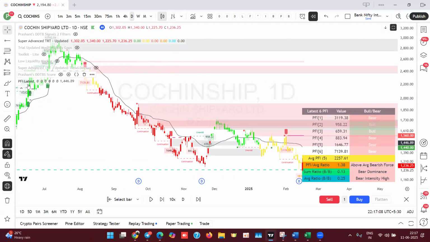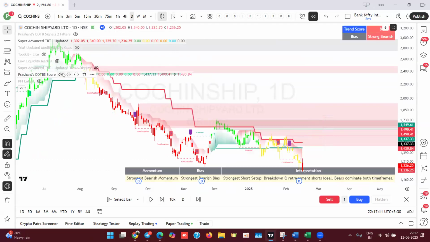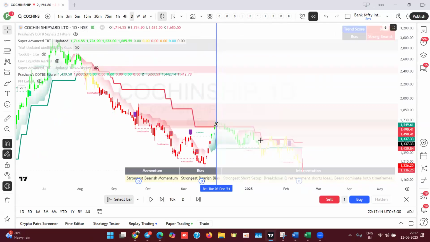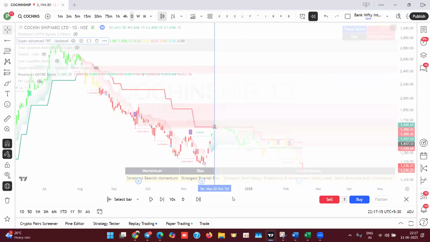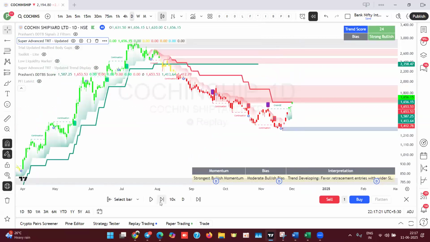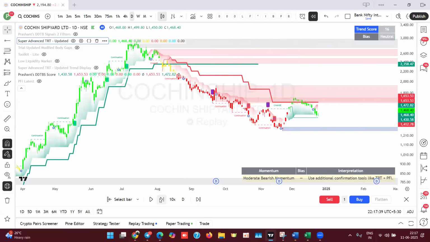Yeah. And if we check with this, so bias is still bearish, then moderate bullish. So both are bullish here, right? Everything has turned bullish. It is saying buy on retracement. TRT is also saying buy on retracement. But PFI was least favorable. It did not have anything which said that bulls are strong. Therefore, it failed. Right?